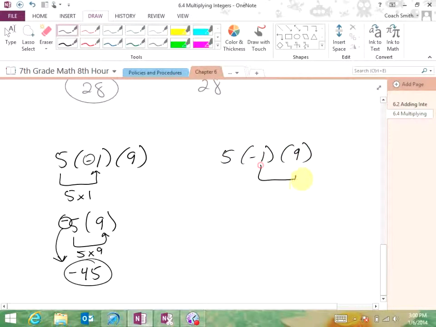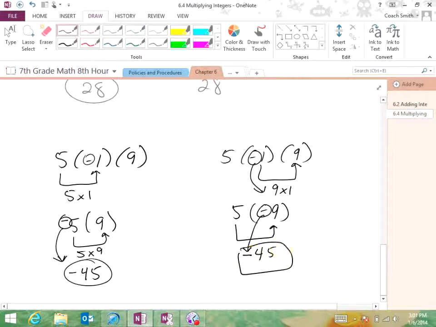I could do this. I could multiply these two together. That's 9 times 1. That's 9. I have one negative sign, so I bring it down to my answer. Now multiply it times 5. I have 5 times 9, which is 45. I have one negative, bring it down in my answer. So negative 45.